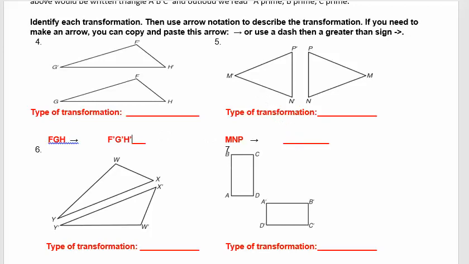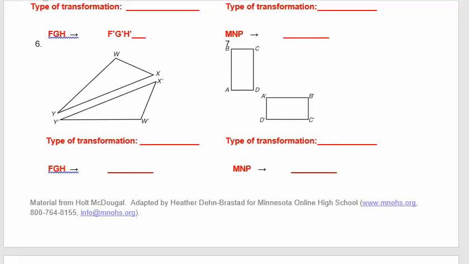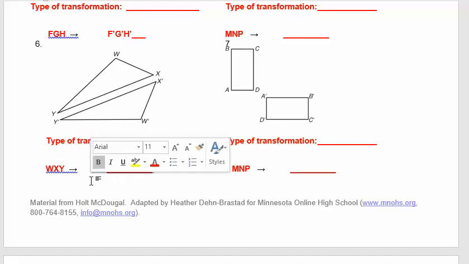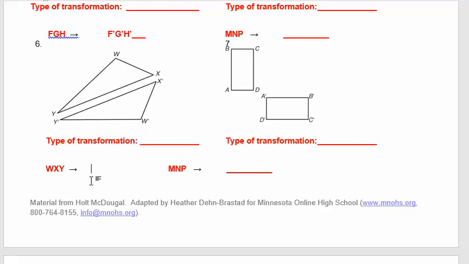And then same thing for this one. I forgot to change these letters, so I'll try to do that before you get this worksheet. But this one, we went from WXY to, and then you have to say how it changed to the next one. So that would be W prime. You always put the letters in the same order. So these are pretty simple. You just have to make sure you are not using the wrong letters like I did.